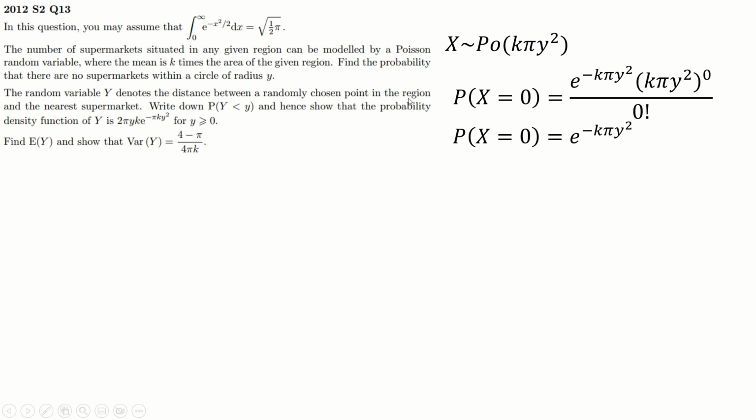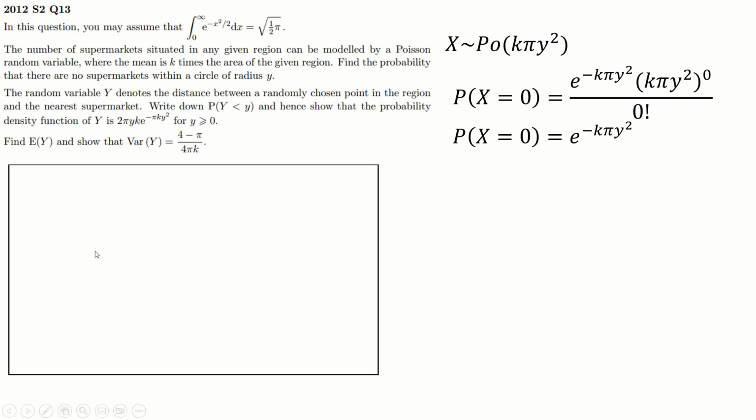Now, the region doesn't necessarily mean a circle. It just means the region. So let's just draw a big region, and let's put a random point down in it. And we want to know the probability that there is a supermarket somewhere in this region that is closer to our point than y. So if we put a supermarket exactly y away, to be closer than y, we just need to be somewhere within this circle around our randomly chosen point.